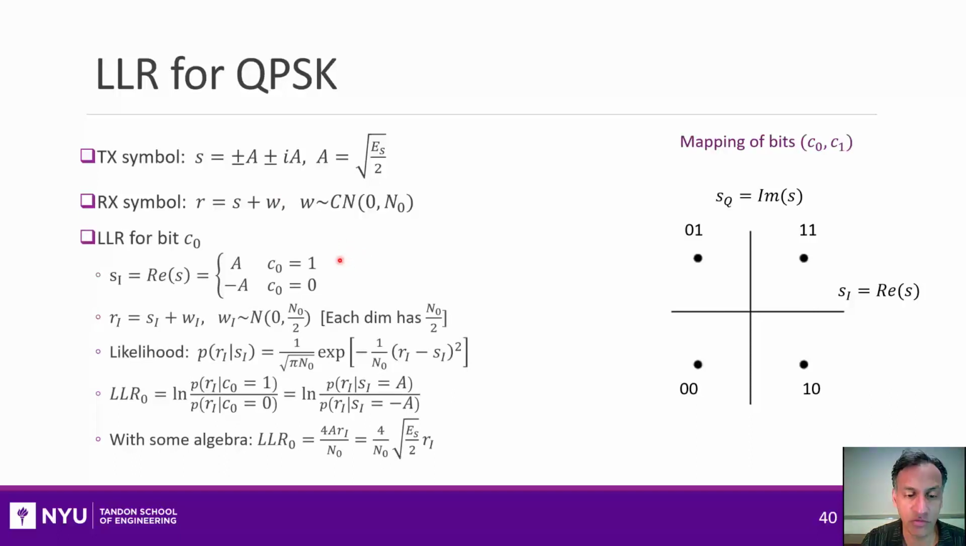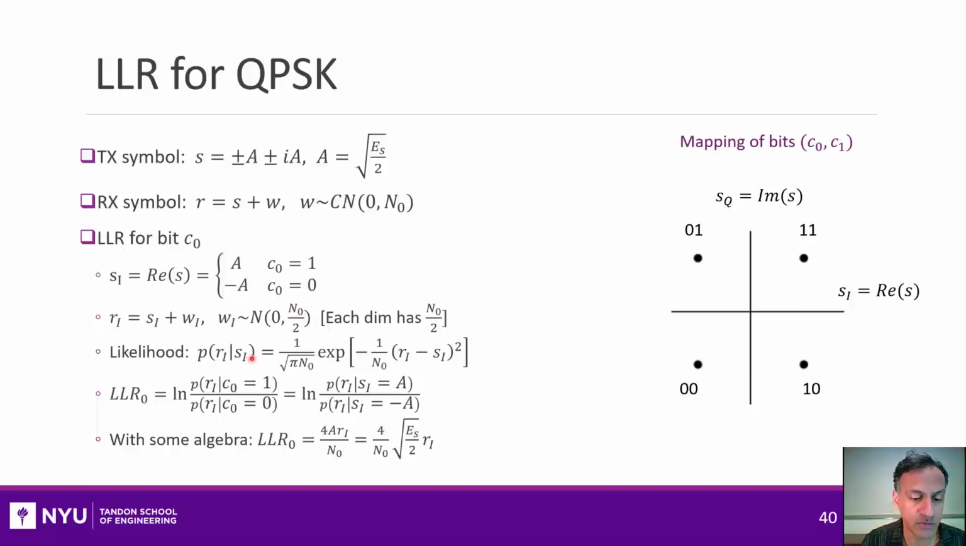Well, let's take a look at bit 0. So bit 0, you can see it's really just being modulated on the real, or what you would call the in-phase axis. So if it's 0, the real part is here. And if it's 1, the real part is here. And the noise is independent on each. So you could say on the in-phase part, it's like a scalar, a real value, which is that I have the real mapping of that symbol, which is plus or minus this constant A, plus some noise. And remember that if it's complex Gaussian noise N0, each dimension has noise power N0 by 2.